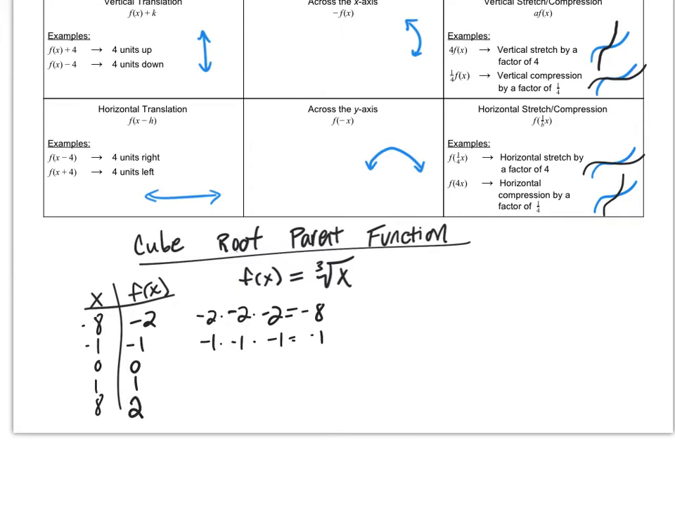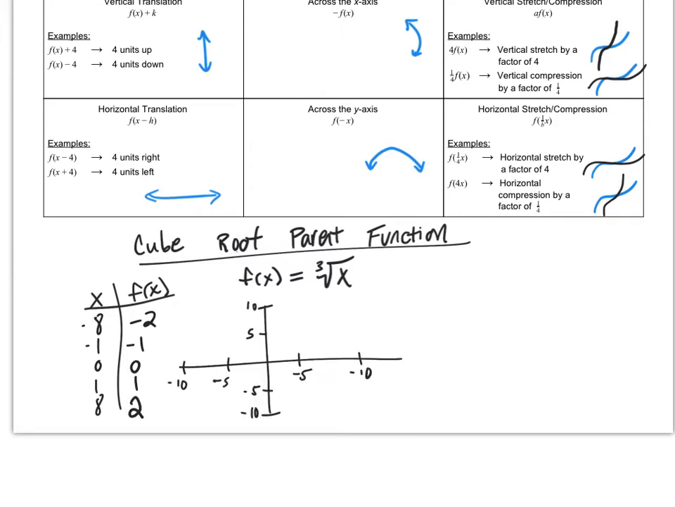Okay, we've got some values. Let's graph them. So I've just got a simple little sketch here. And if I connect my points, I get a little graph that looks something like that.